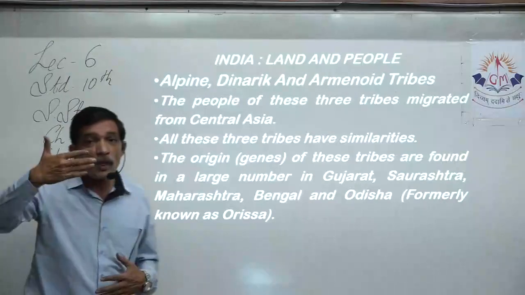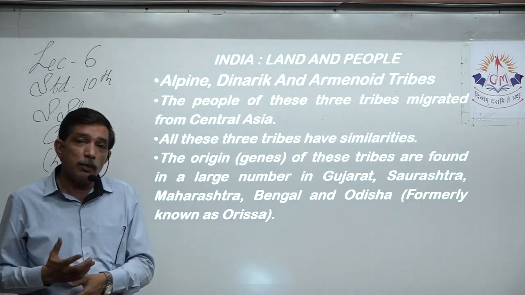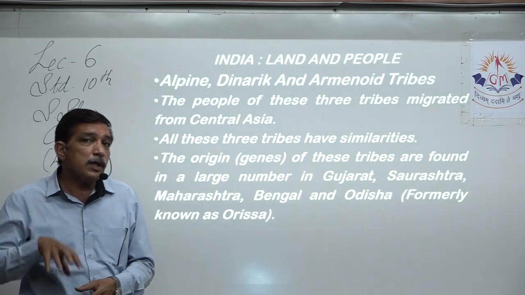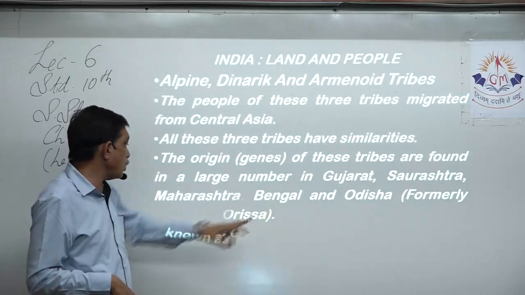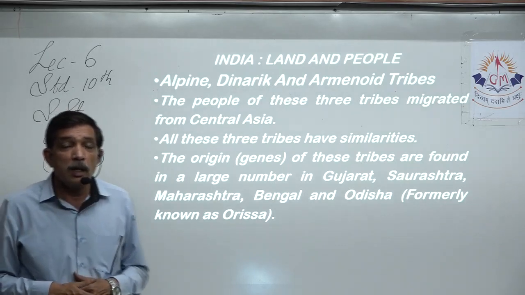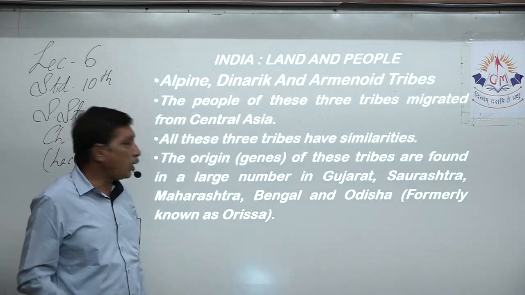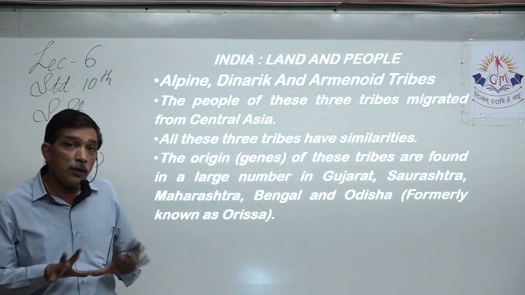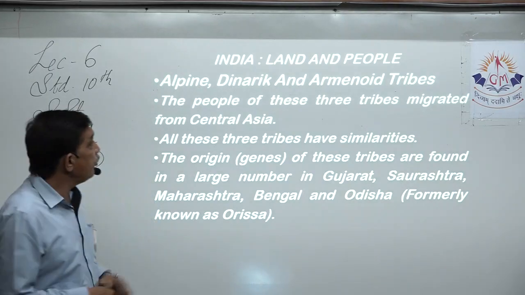Now, when these tribes settled in India, they mingled with the people of India and Indianized themselves. We find traces of the genes of these people in particular parts of the country. Which are they? Gujarat, Saurashtra, Maharashtra, Bengal and Odisha, formerly known as Orissa. The genes of the Alpine, Dinaric and Armenoid tribes can be found there. You find people today having similarity with the Alpine, Dinaric and Armenoid tribes.